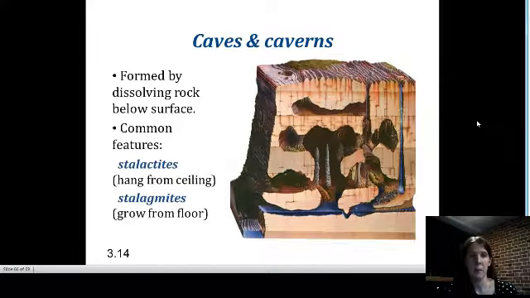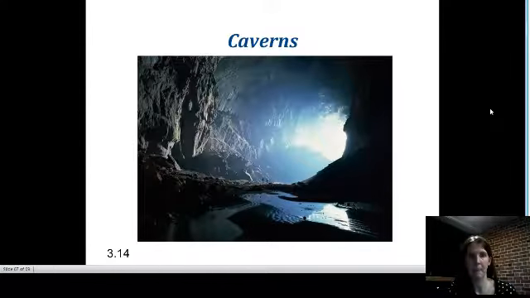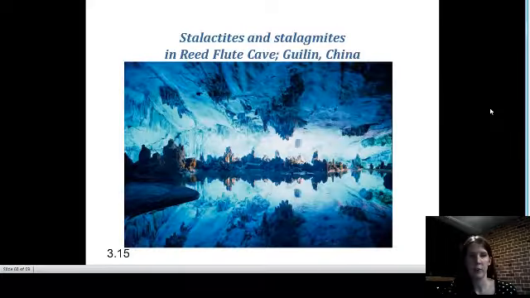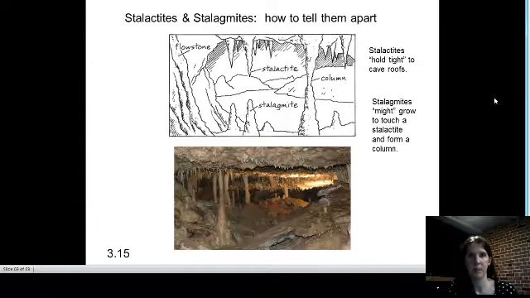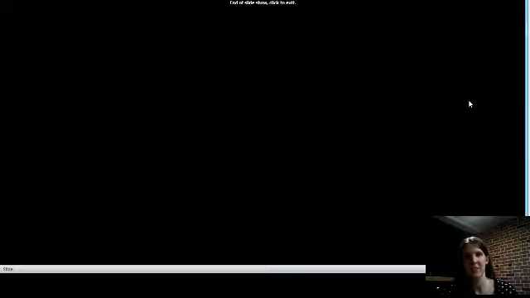And caves are formed by dissolving rock below the surface. Common cave features are stalactites, which are formed hanging from the ceiling, and stalagmites, which grow from the floor. And there's just some cavern pictures. So how to tell them apart: stalactites hold tight to the ceiling, and stalagmites might grow all the way up to a stalactite. Very exciting.